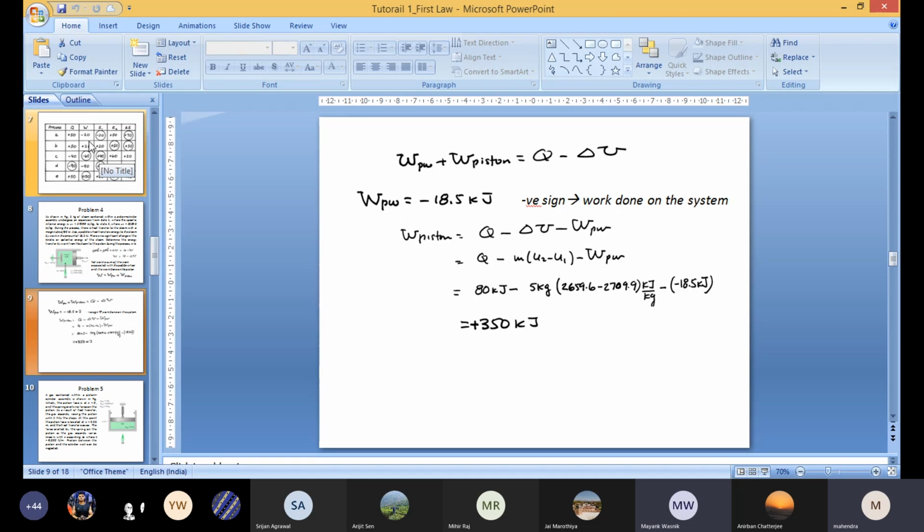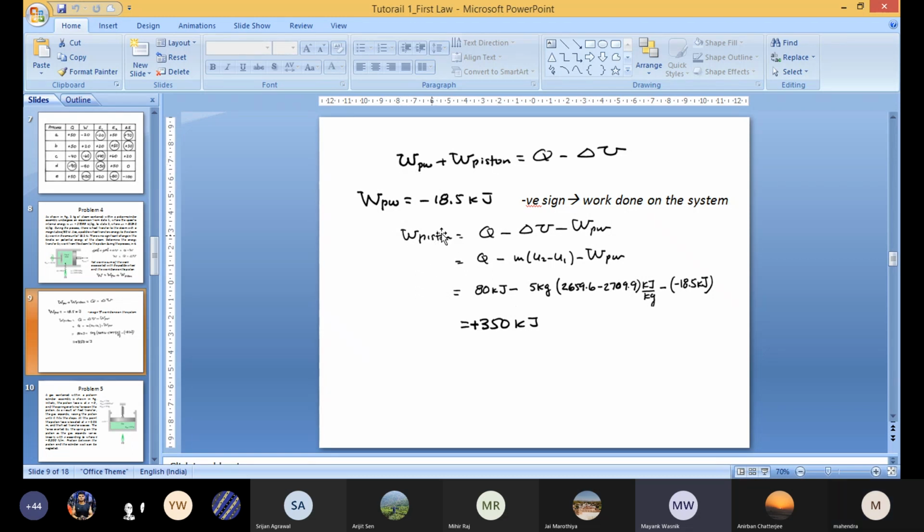There it is, delta E we are considering. Delta E is the summation of kinetic energy, potential energy and internal energy. In the problem itself, we have mentioned that kinetic energy and potential energy we are ignoring, so we are only taking internal energy. So obviously this formula is delta U equal to Q minus W. Now we are calculating this term.